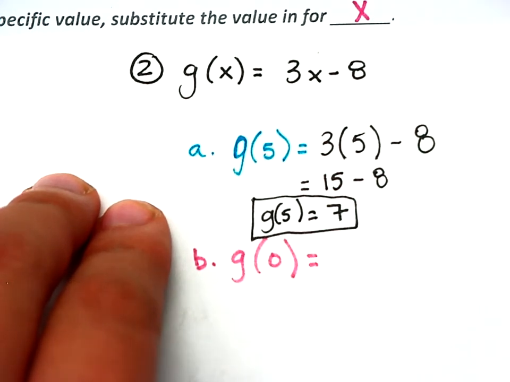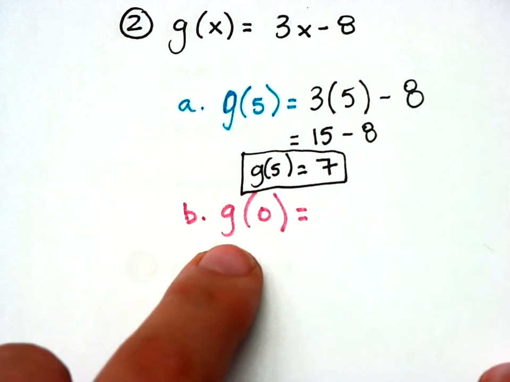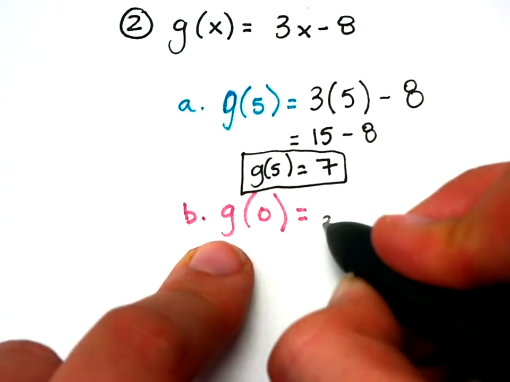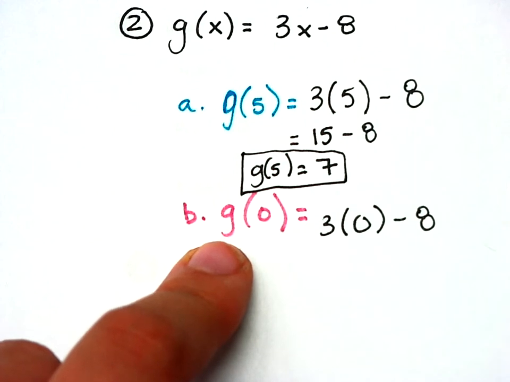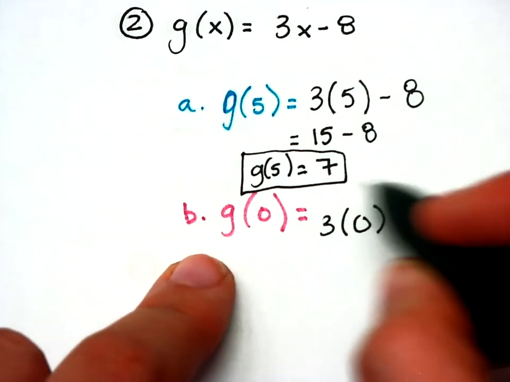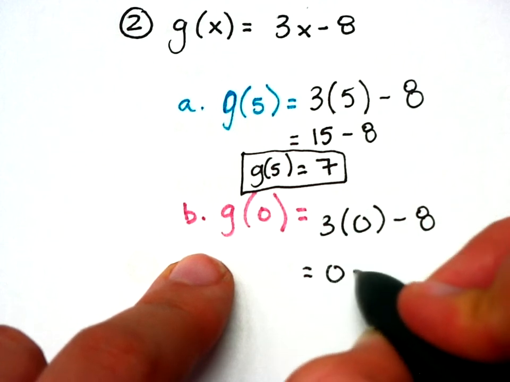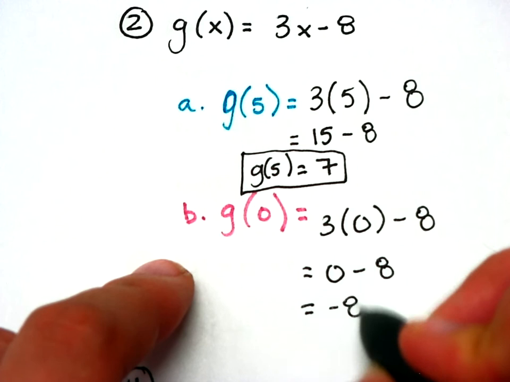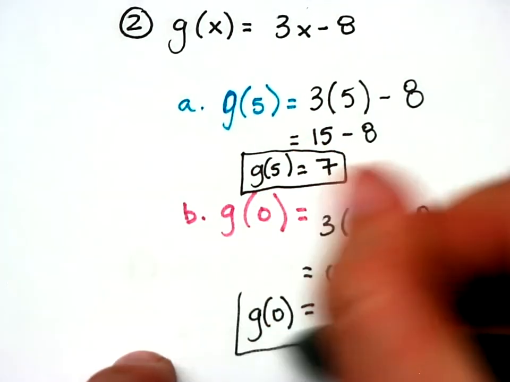I'm going to kind of box that since I'm getting a little close to my next problem. Okay, and then another one that we're going to try is when the x value is 0. So I'm going to rewrite the function, but now x is 0. Okay, so doing our multiplication first, 3 times 0 is 0. And 0 minus 8, well, that's just negative 8. So my function when x is 0 is negative 8.